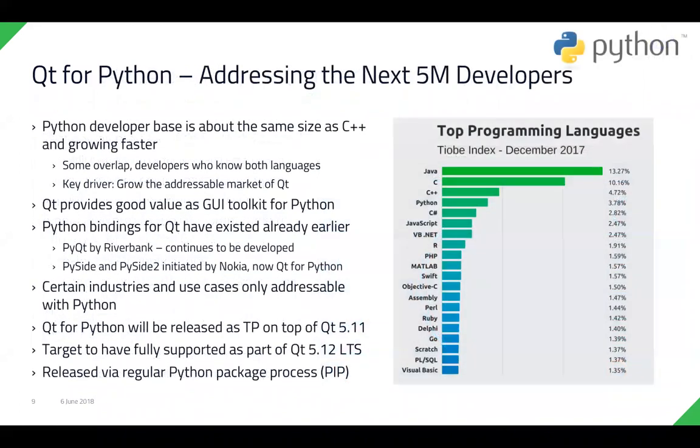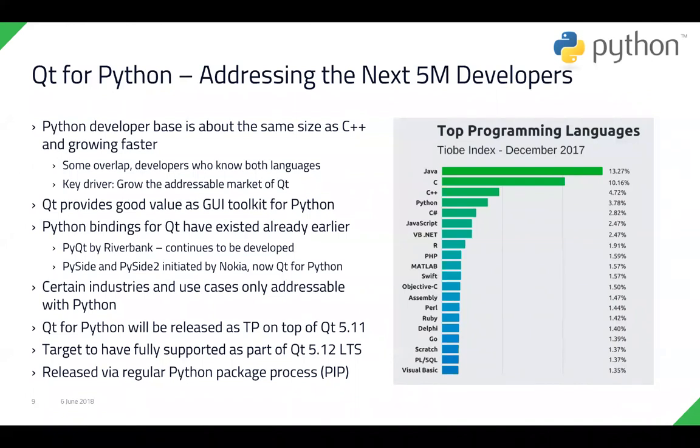Then a few words about Python. So a programming language about the same size as C++. Of course, for Qt, this is a great opportunity to address more developers, grow the addressable market of Qt, and there is also an extra value since Qt is a very good GUI toolkit for Python, which it is in some sense lacking as a language.